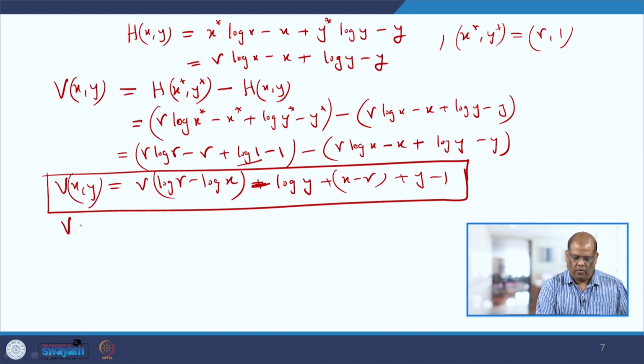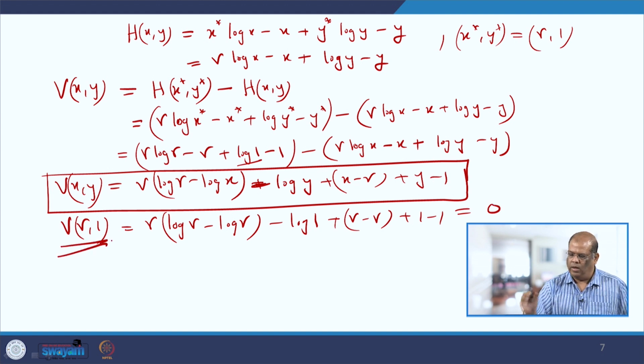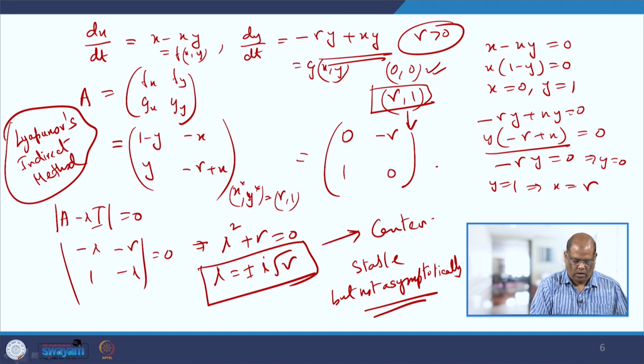Now, if you put gamma, 1 here, you are going to get gamma log gamma minus log gamma minus log 1 plus gamma minus gamma plus 1 minus 1, and this gives you 0. So, at the equilibrium point, the function vanishes. Now, let us calculate V dot.